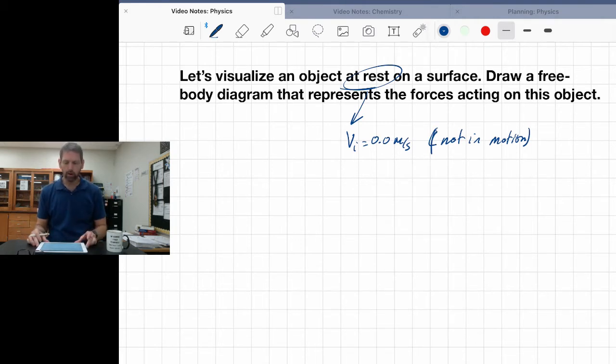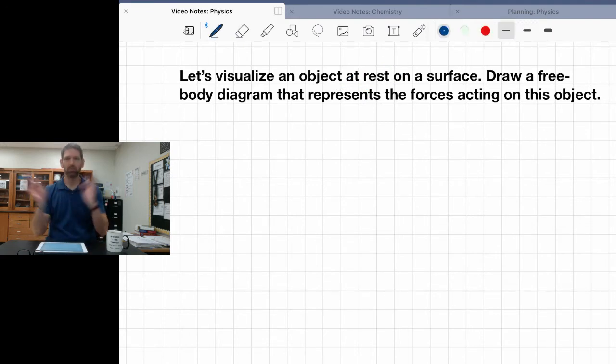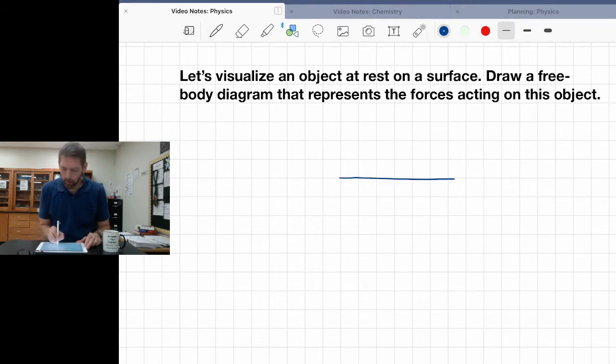So let's draw a free body diagram that represents the forces acting on the object. All right, I'm just gonna erase this to get that out of the way, just so we have a clean slate here. Okay, so let's go to my little art tool here. We just need a surface, and then the free body diagram.